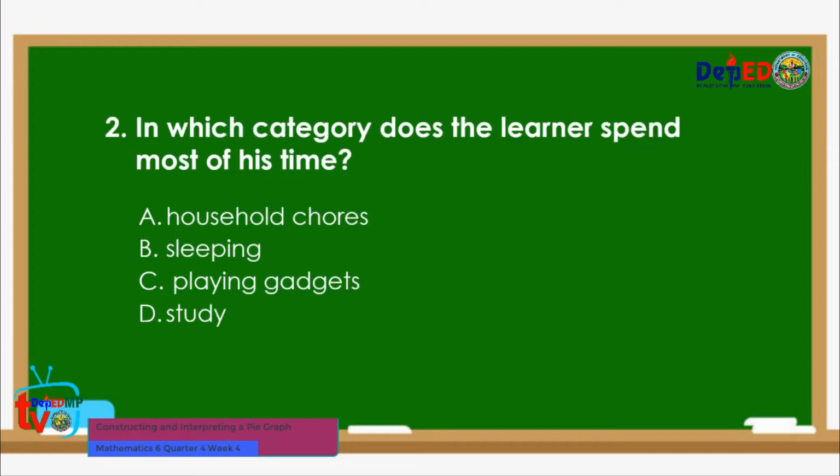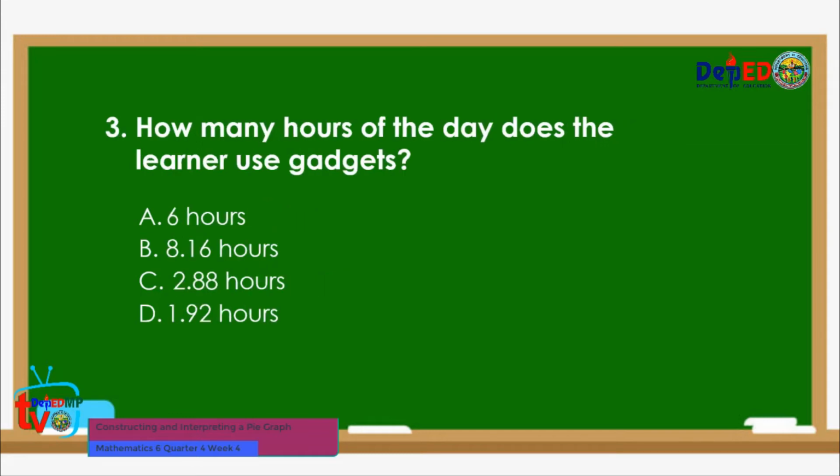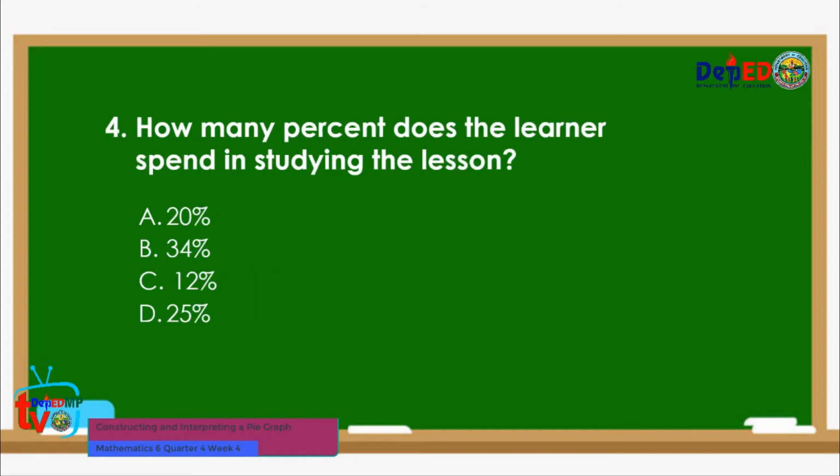Number 2 question. In which category does the learner spend most of his time? A, household chores. B, sleeping. C, playing gadgets. Letter D, study. Number 3. How many hours of the day does the learner use gadgets? Letter A, 6 hours. B, 8.16 hours. C, 2.88 hours. D, 1.92 hours.